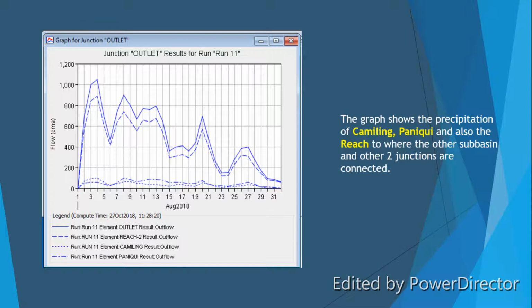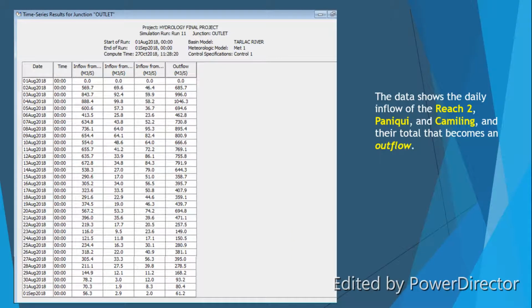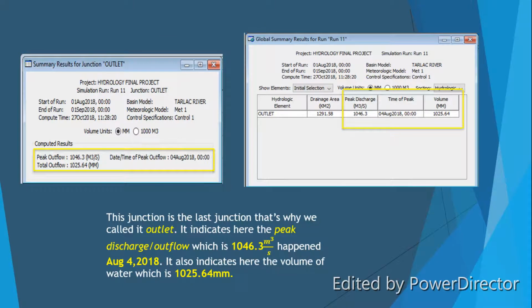The graph shows the precipitation of Kamiling, Paniki, and also the reach to where the other sub-basin and other two junctions are connected. It also shows here the total precipitation of the reach 2 plus the Kamiling and Paniki. And because of these graphs, even without the data, you can simply determine the peak discharge and also when it happened. The data shows the daily inflow of the reach 2, Paniki and Kamiling, and their total that becomes an outflow.